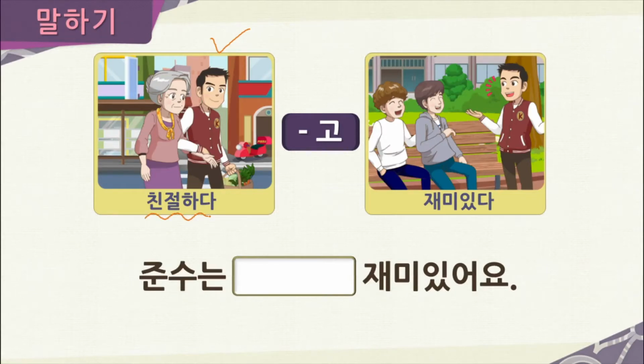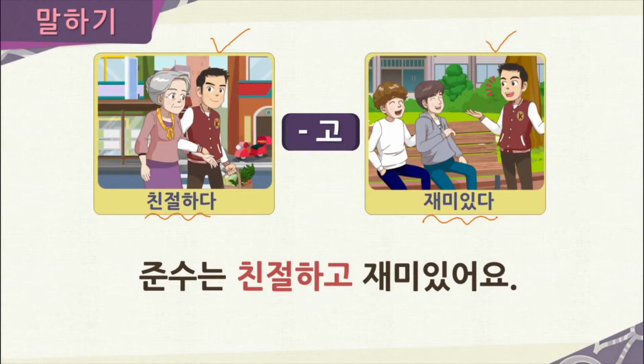Now on the picture on the right here, we can see that Chunsu and his friends are talking. His friends are laughing. So how would you describe Chunsu here? We can describe him as fun and interesting or 재미있다. Now, how would we combine these two facts about Chunsu into one sentence? Right, we could say 준수는 친절하고 재미있어요.